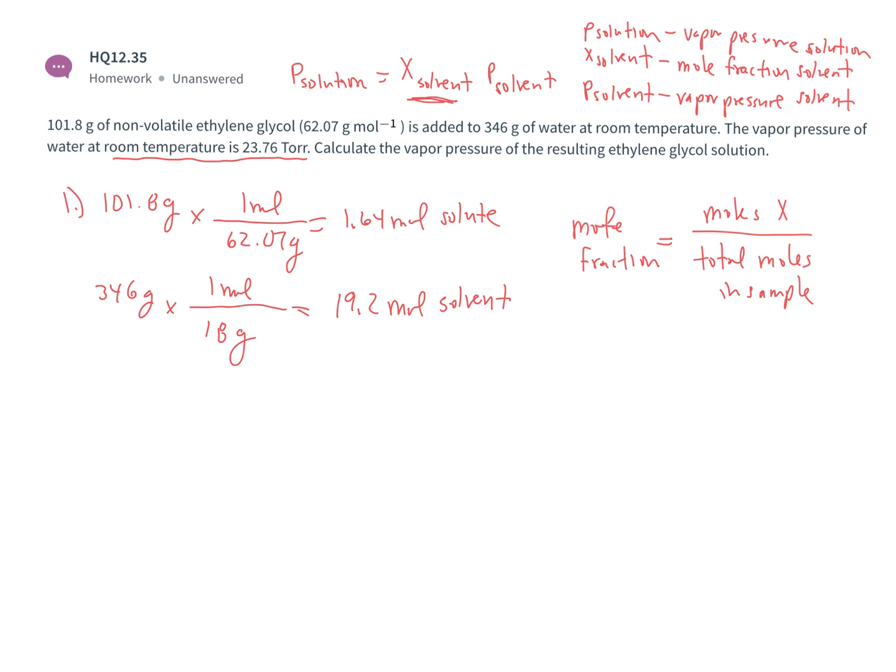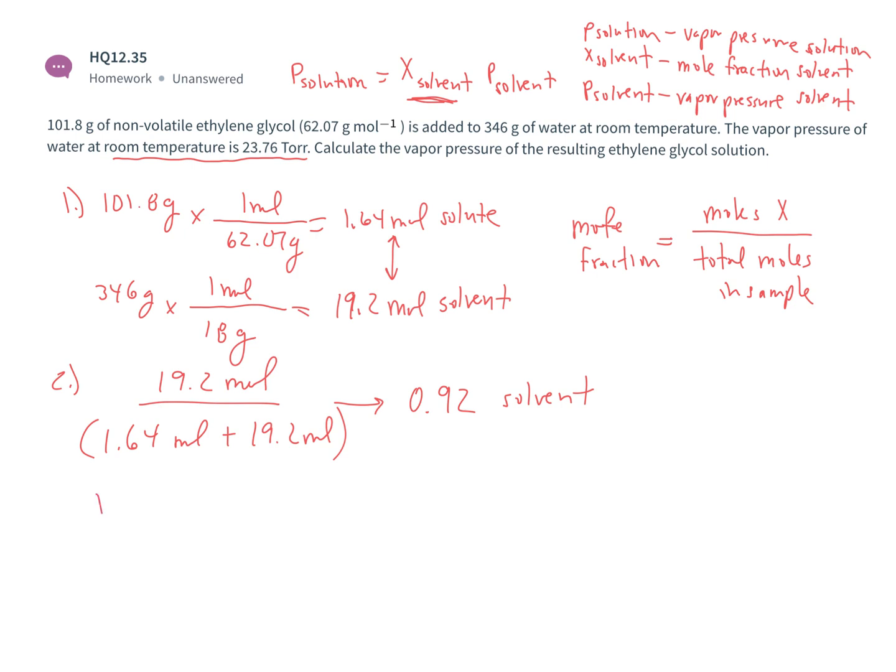So my mole fraction would look like this. I'm looking for the mole fraction of my solvent. So my solvent, I have 19.2 moles. And my total moles would be solute plus solvent, so over 1.64 moles of the solute plus 19.2 moles of the solvent. Add and divide, right? And I get a mole fraction of about 0.92 for the solvent.